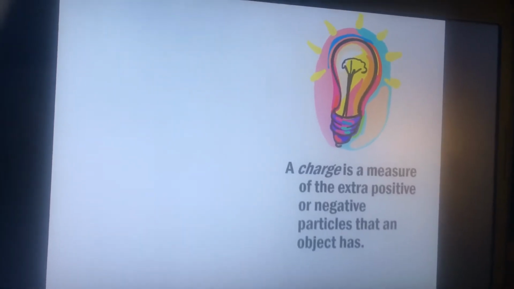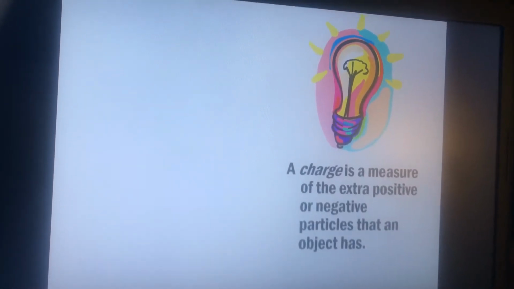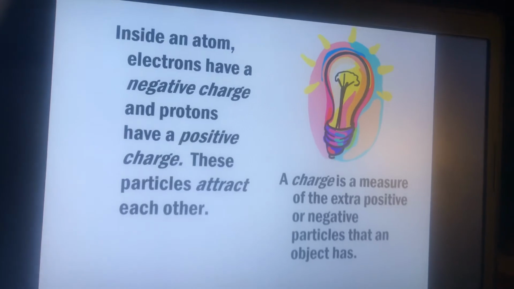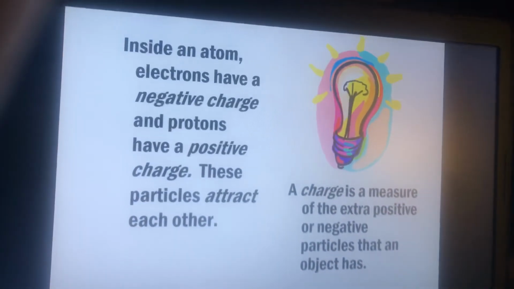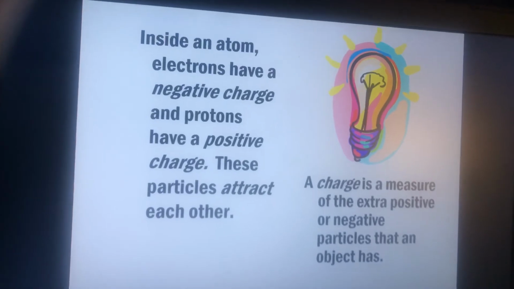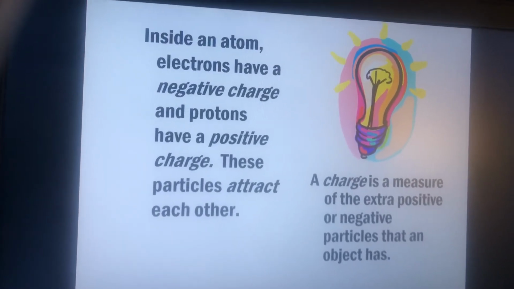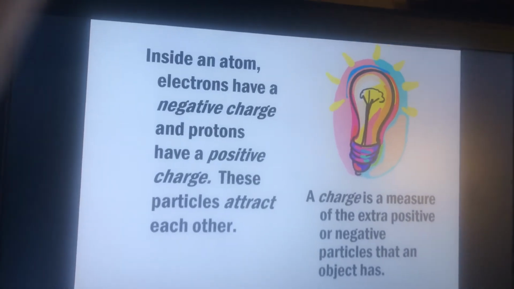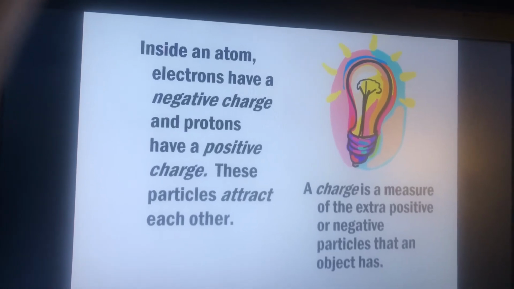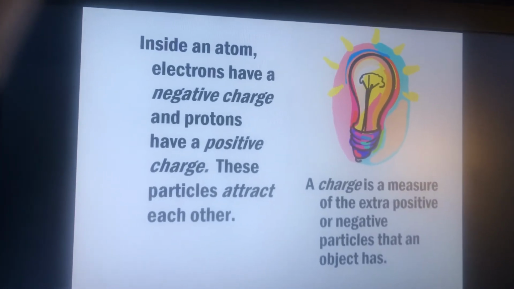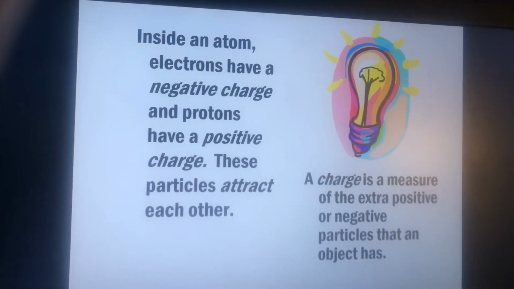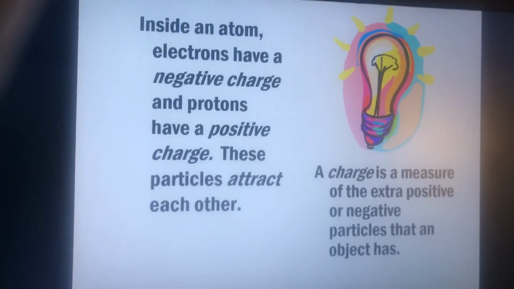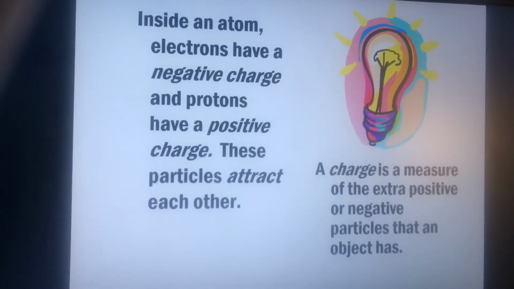A charge is a measure of extra positive or negative particles that an object has. Inside an atom, electrons have a negative charge and protons have a positive charge. See how much chemistry and physical science mean to each other? If you have a pretty good knowledge of some of the chemical things that make up our world and matter, it's so helpful. So, protons and electrons: electrons have a negative charge, protons have a positive charge. These particles attract each other.